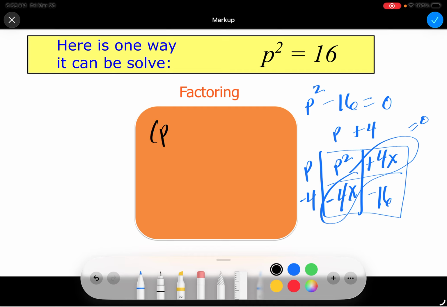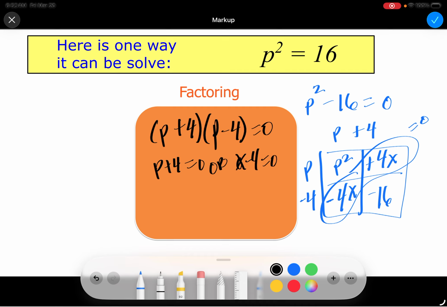So our factors here are going to be p plus 4 and p minus 4, and that's going to be equal to 0. Then we know that when we set p plus 4 equal to 0, or p minus 4 equal to 0, that's going to give me p is equal to plus or minus 4. Okay?